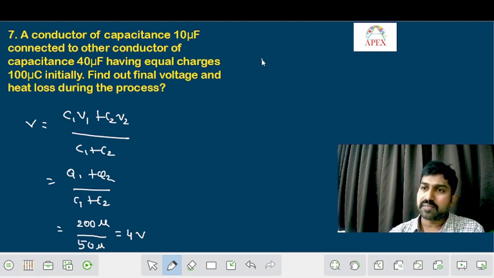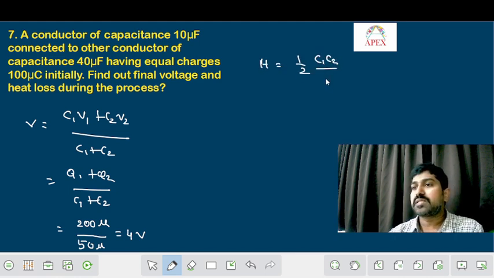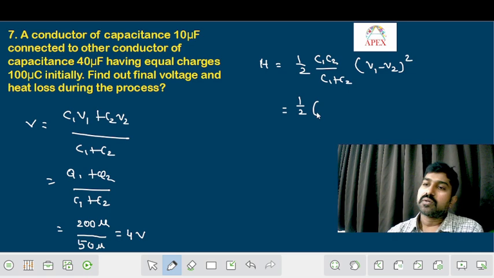That formula was also derived in the regular classroom. What is the heat loss formula? Heat loss, or loss of energy, whatever it may be, is half into C1 C2 by C1 plus C2 into V1 minus V2 whole square. This is equal to half into, the two capacitances 10 and 40 substituted in the formula, 10 into 40 by 10 plus 40. 10 into 40 is 400, by 10 plus 40 is 50. So totally it is 8 micro into V1 minus V2.